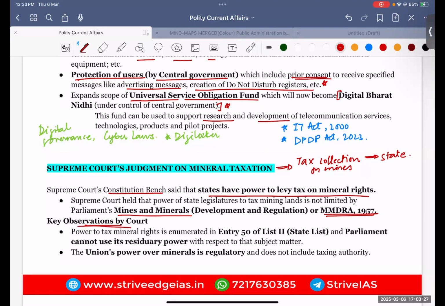The key observation by the Supreme Court is that the power to tax mineral rights is enumerated in entry 50 of list 2, which is the state list, and Parliament cannot use its residuary power with respect to that subject matter. So why is it with the states? Because it lies in list 2, the state list, entry 50. And the Union's power over minerals is regulatory. So the center has power, but it is only regulatory in nature. They can make regulations, but the tax collection lies solely with the state government.